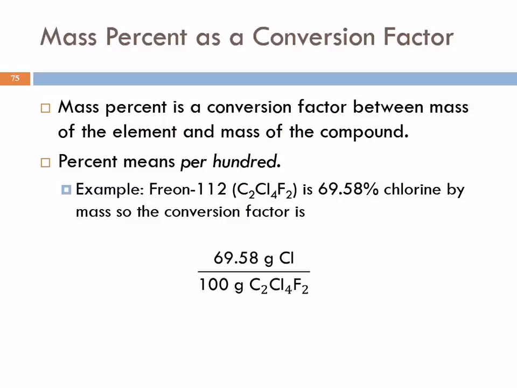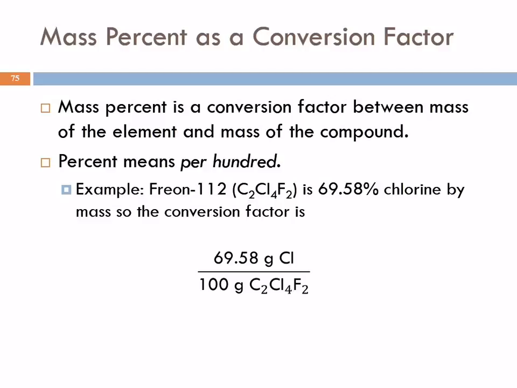Mass percent works very nicely as a conversion factor between mass of element and mass of compound. Here we need to remember that percent literally means per 100. So if we look at Freon 112, here's its chemical formula, and we're being told it's 69.58% chlorine by mass. That means there are 69.58 grams of chlorine per 100 grams of compound. You can do that with any percentage.